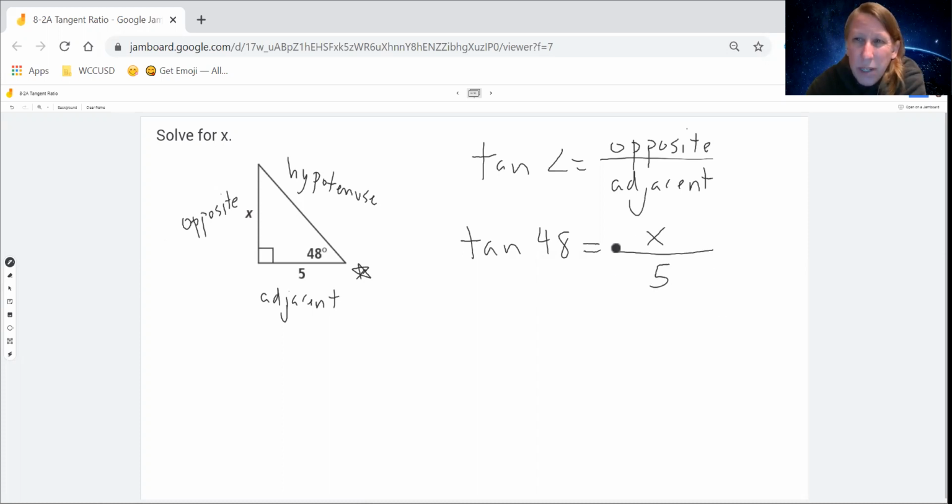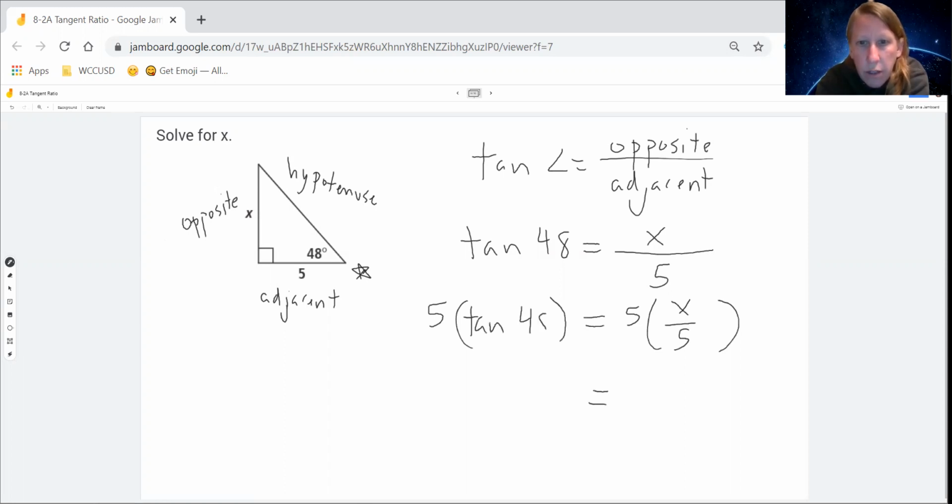So I'm going to get x by itself. This says x divided by 5 equals some weird little decimal. I'm going to multiply both sides by 5. That's going to get me x by itself. This is a little algebra. So the tangent of 48 is just some number. I'll figure out what that is in a second. So x is going to equal 5 times whatever the tangent of 48 is.